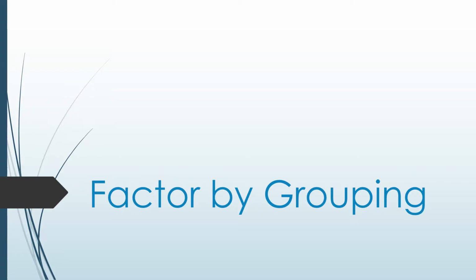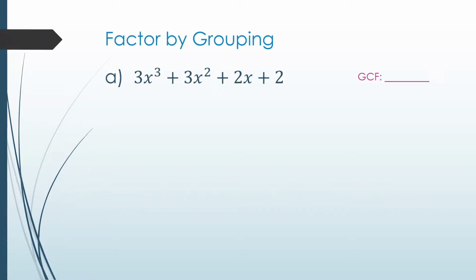Okay, now let's see how we factor by grouping. Example A, we have 3x cubed plus 3x squared plus 2x plus 2. If we look at all four terms, let's see if we have a GCF. There's no number other than 1 that can divide evenly into each of these terms. So we say we do not have a GCF.